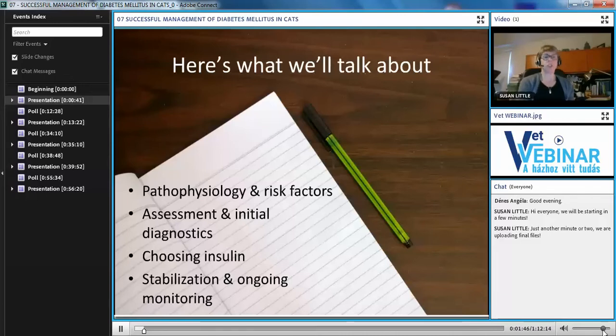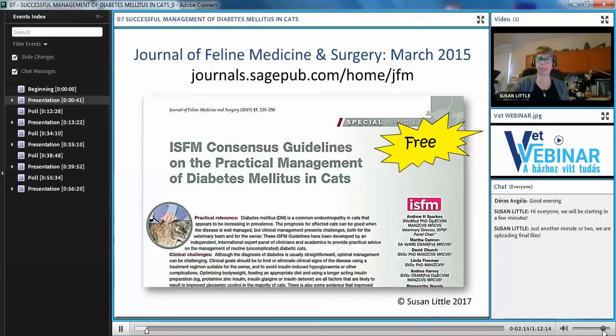We'll talk about doing that initial assessment of the diabetic patient and what initial diagnostics we need. We'll talk about therapy, including choosing insulins for these patients, and we'll talk about the stabilization phase, where we determine what the maintenance insulin dose will be, and then what our ongoing plan will be for monitoring these cats. So we have a lot to cover in tonight's webinar.